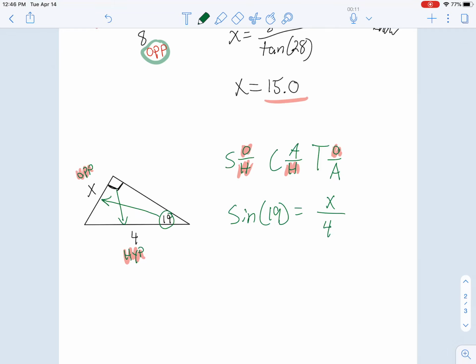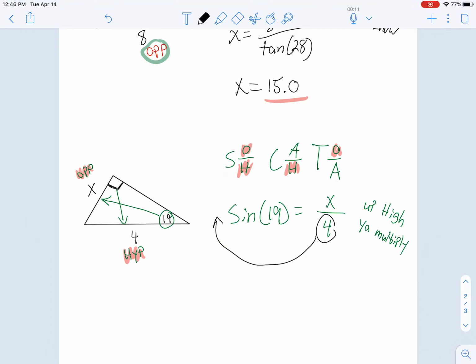Okay, x isn't on the bottom anymore. Up high, you multiply. Okay, so the way that we're going to do that is we're going to take our 4 and we're going to swing it all the way in front of here and multiply. So what it's going to look like is 4 times sine of 19 equals x.